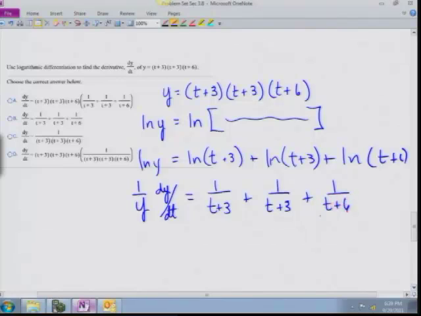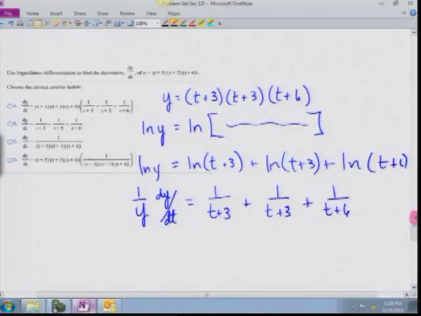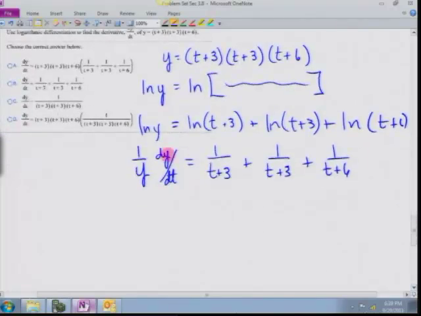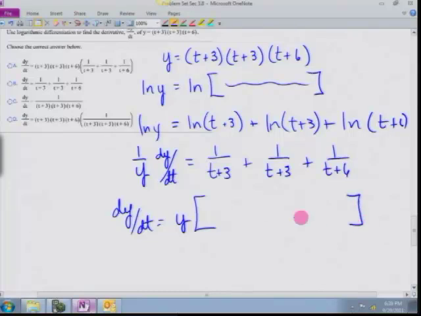Okay? Now, if I'm trying to find the derivative, what's the derivative? Isn't it dy dt? So I need to get rid of this. How do I get rid of 1 over y? Multiply by y on the other side. So dy dt equals y times all of this.